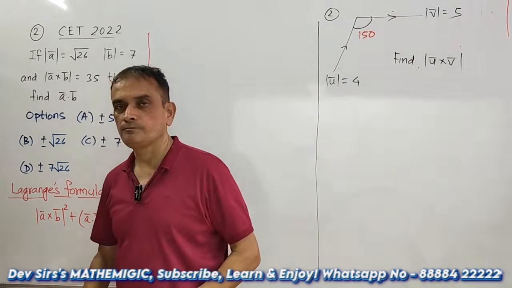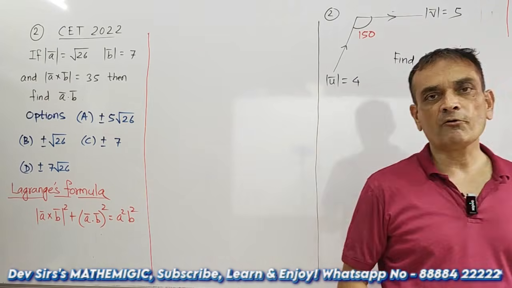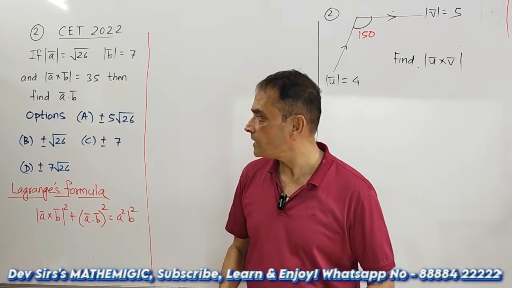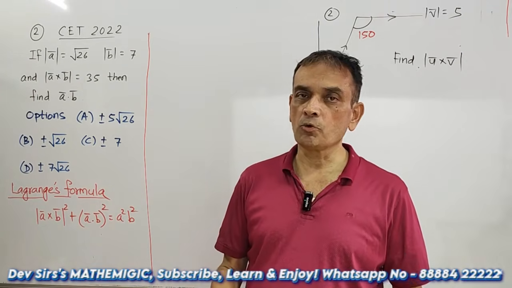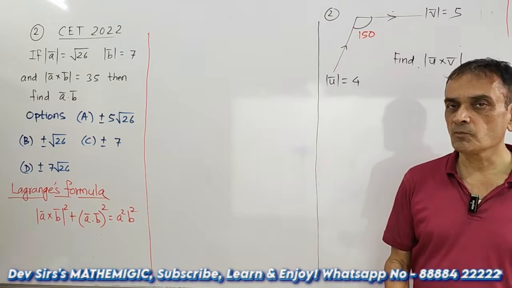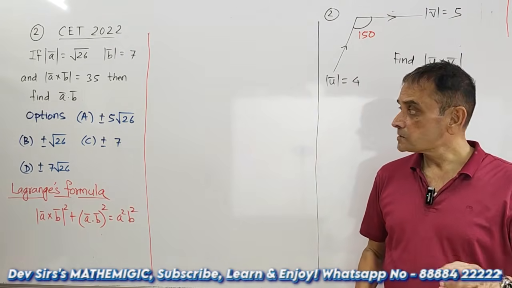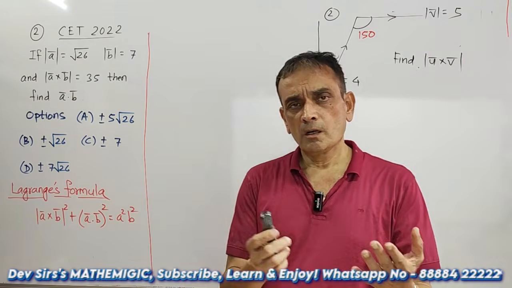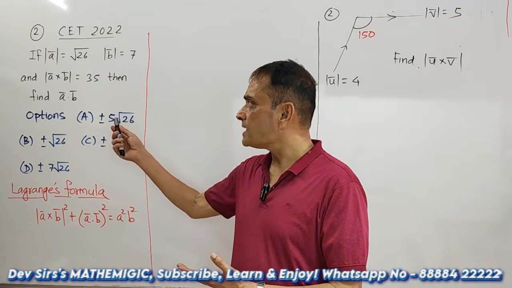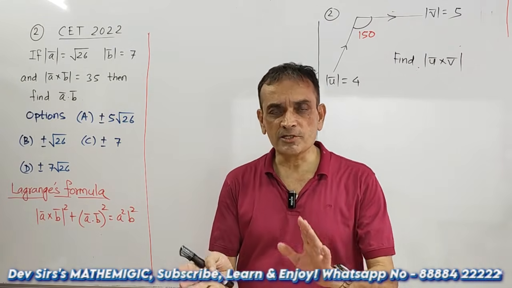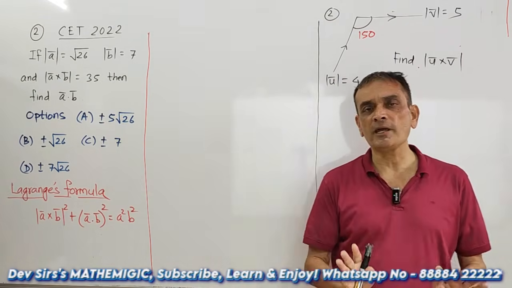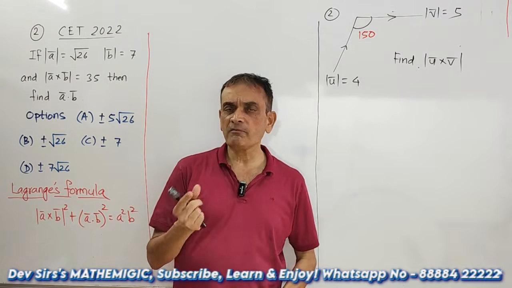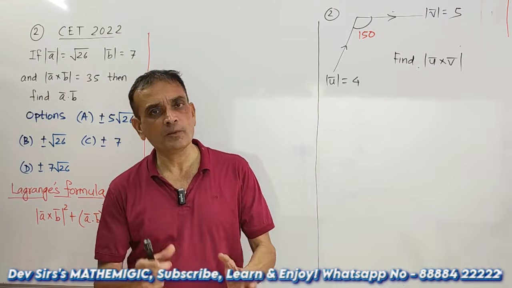Find A dot B. Now remember one important formula called Lagrange's formula. This Lagrange's formula for vectors is used only for CET. It is not used in boards. So let's see the formula. And when is this formula used? When either A dot B is asked or the magnitude of A cross B is asked, it just shows the relation between A dot B and A cross B. So what does Lagrange's formula tell us? The relation between A dot B and A cross B. Let's see what the formula is.